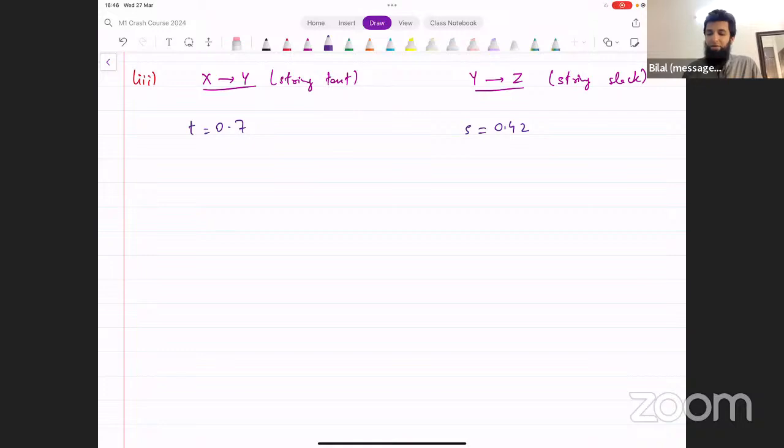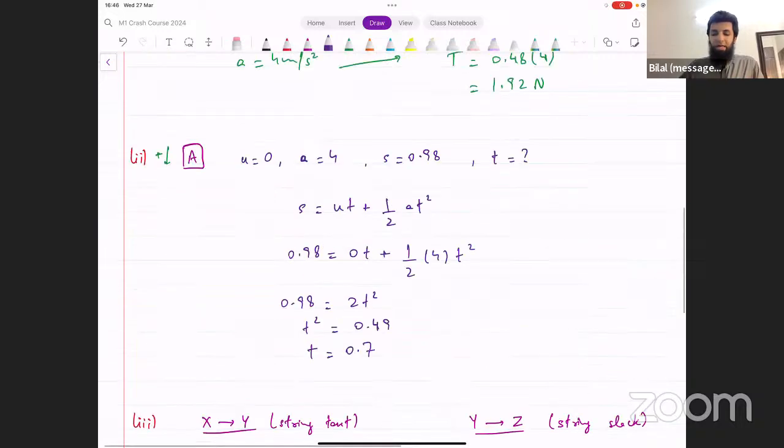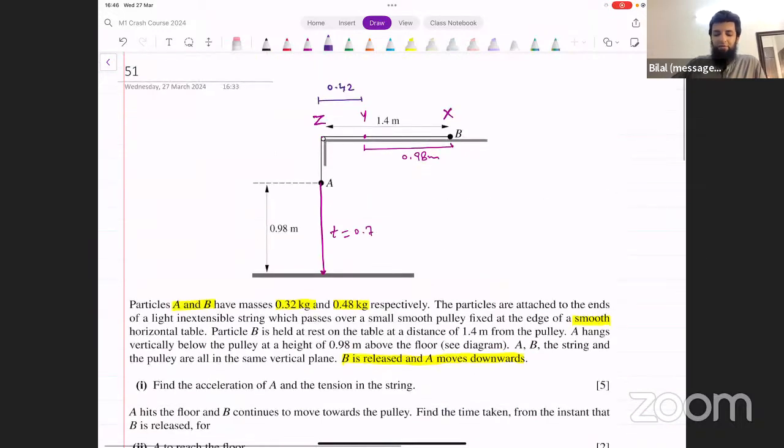Okay. What we need to find out is the time taken. What else do we know? Do we have the initial velocity, the velocity at y? Well, we don't. For the yz part, we don't know what the initial velocity is right now. Okay, do we know the final velocity? No. Do we know acceleration?